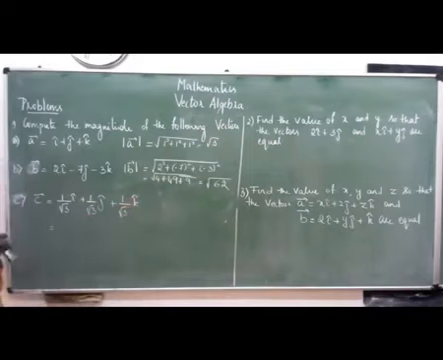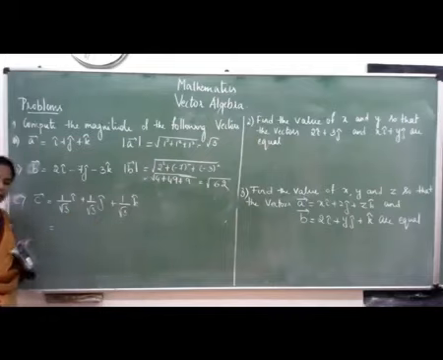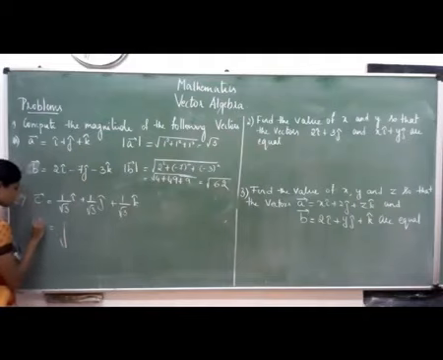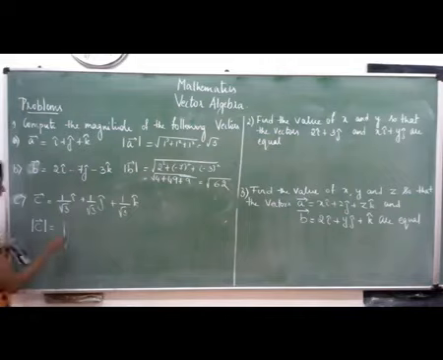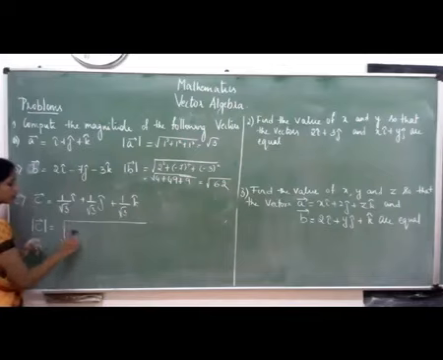Next you have vector C, it is 1 by root 3 i cap plus 1 by root 3 j cap plus 1 by root 3 k cap. Finding its magnitude, magnitude of vector C is equal to root of 1 by root 3 the whole square. Directly, if you do, it will be 1 by 3.